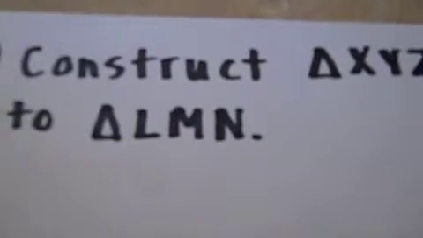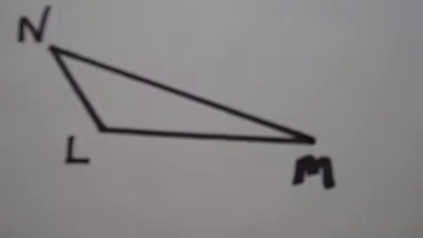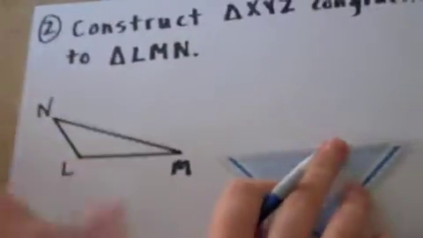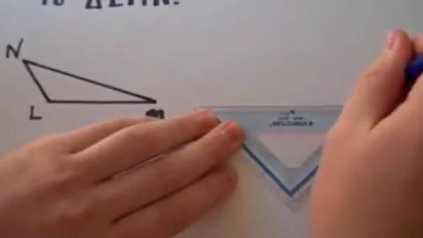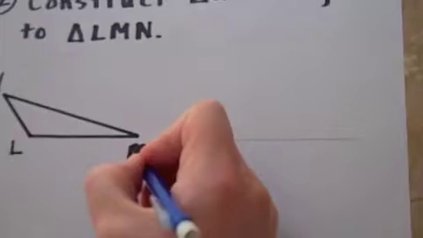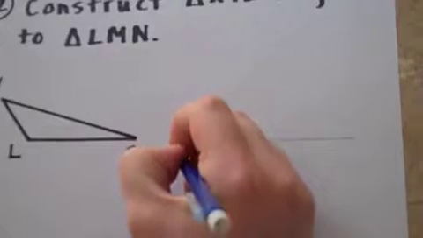Let's take a look at one more example. This time we will construct triangle XYZ congruent to triangle LMN. So we start out with a triangle LMN. If you remember, the first step is to draw a segment. This time we're going to draw a segment that is longer than LM. And in our new triangle, since we have LM being down here, we're going to have XY over here. So we're going to label this first vertex X.